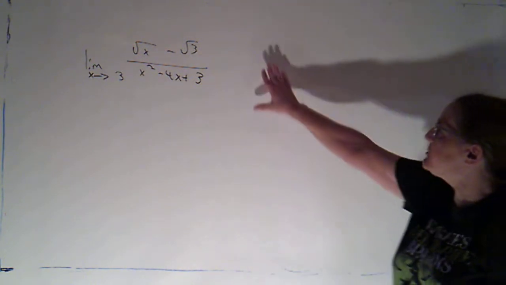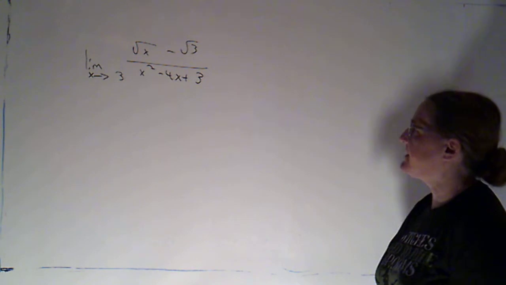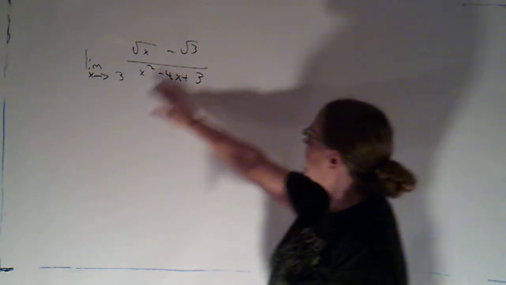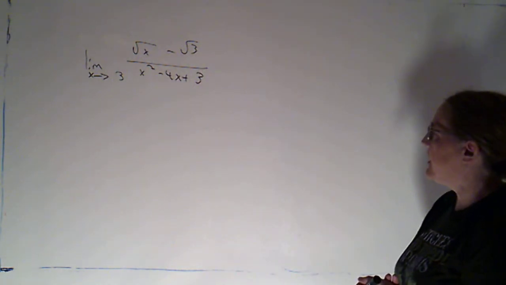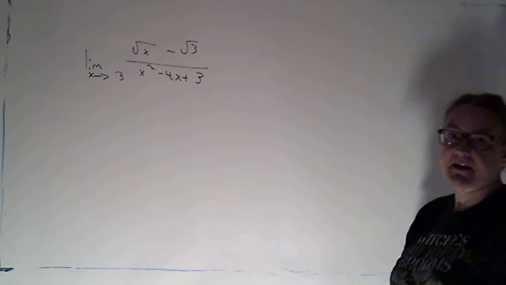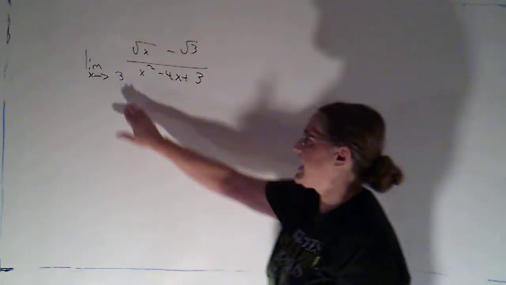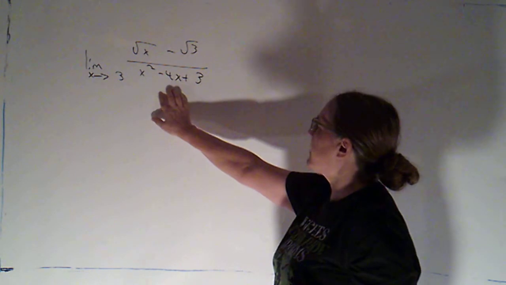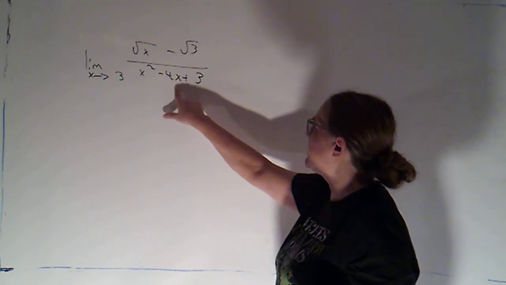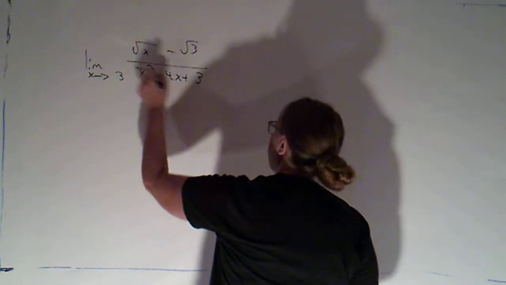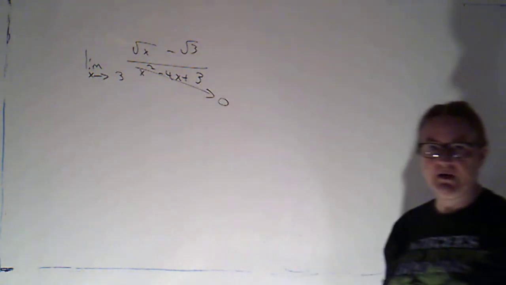Okay, so this was question 1 on last year's final exam. We're taking the limit as x approaches 3 of (root x minus root 3) over (x squared minus 4x plus 3). So always the first thing I do is I see, can I just plug in 3? If I try to plug in 3 on the bottom, I get 9 minus 12 plus 3. Oh dear, no I can't, because the bottom is going to 0.